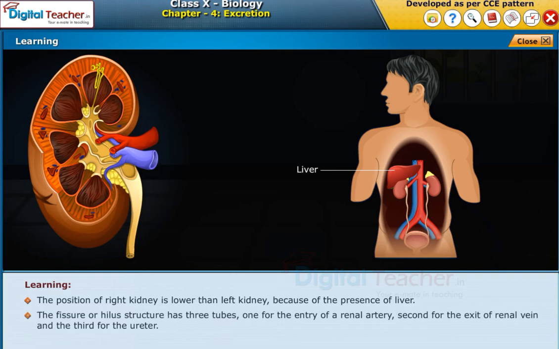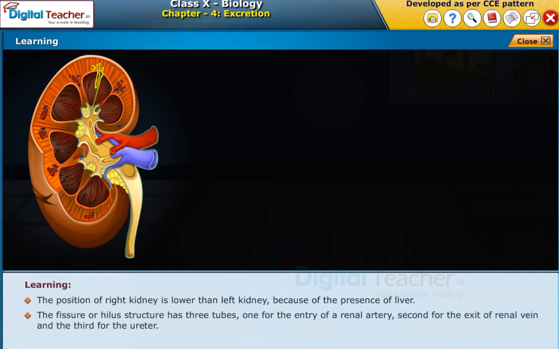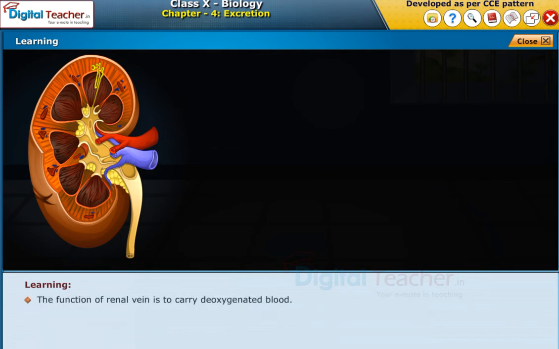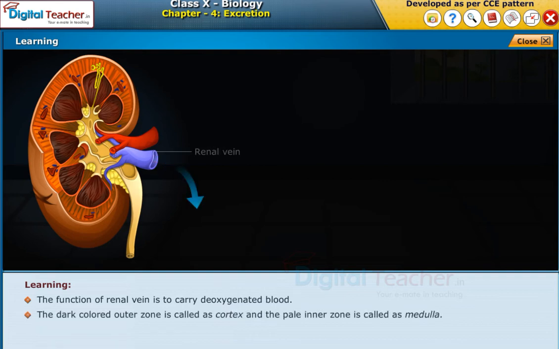The fissure or hillock structure has three tubes, one for the entry of the renal artery, the second for the exit of the renal vein, and the third for the ureter. The function of the renal artery is to bring oxygenated blood loaded with waste products. The function of the renal vein is to carry deoxygenated blood. The dark-colored outer zone is called the cortex, and the pale inner zone is called the medulla.